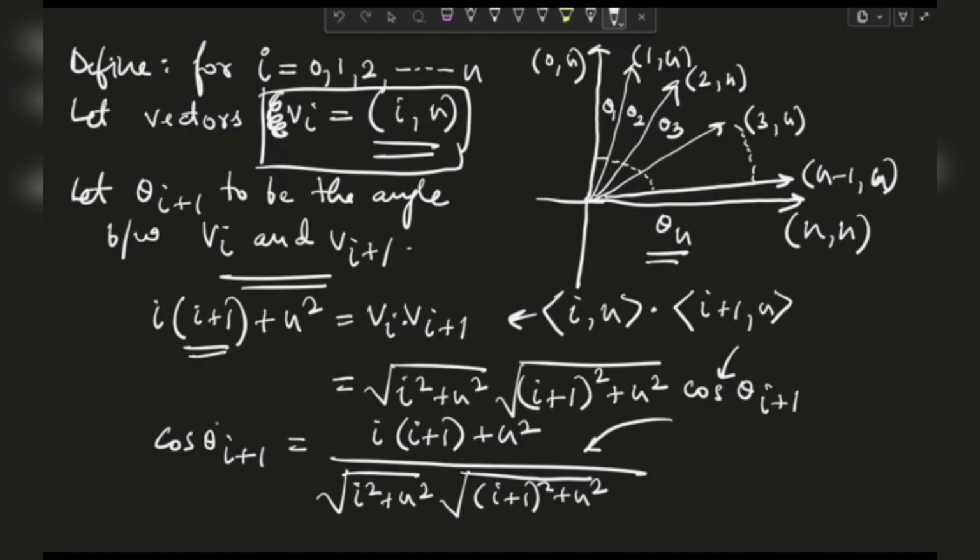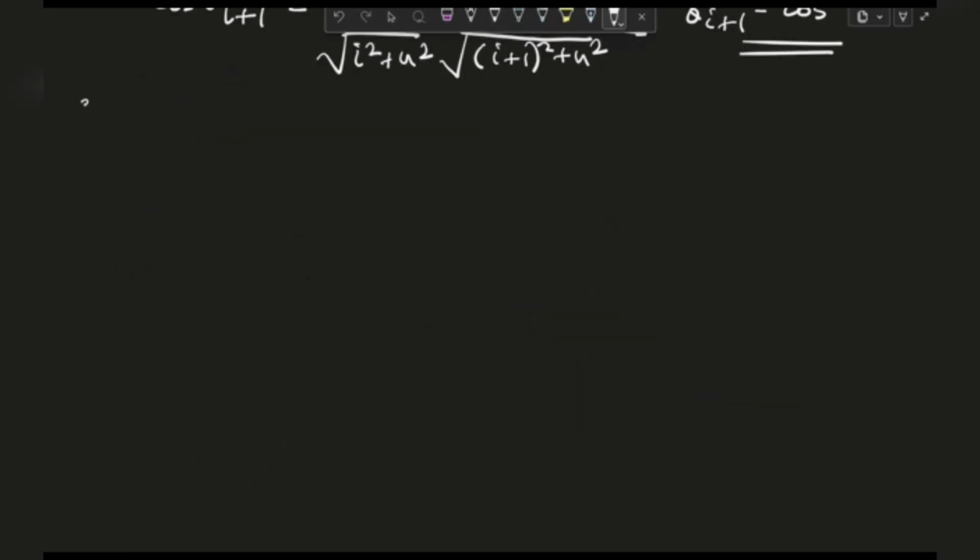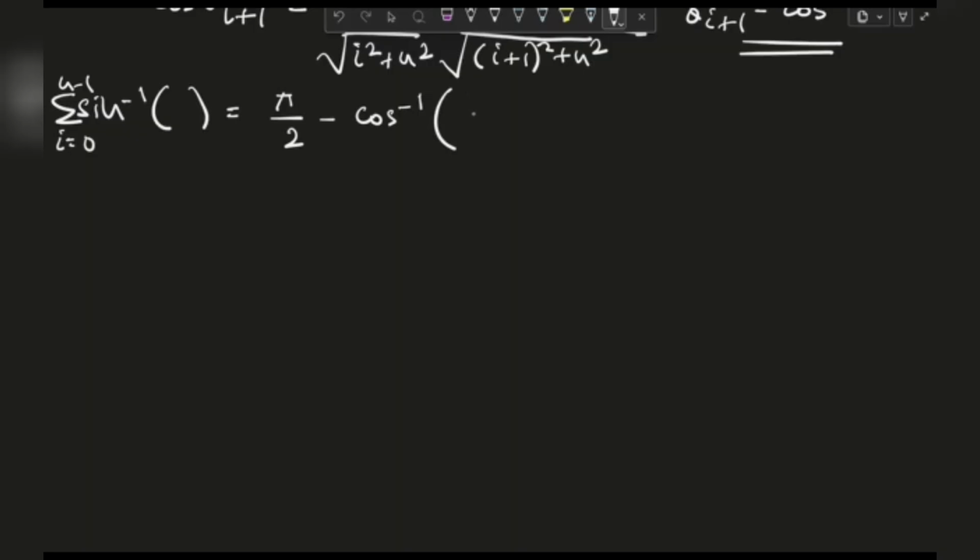Anyways, so now we have this thing ready, and theta i plus 1 will basically become cos inverse of this huge thing. So now we need sine inverse of this huge thing. So basically pi by 2 minus cos inverse. So let's do that. We need the sine inverse, also sigma, from i equal to 0 to n minus 1 of this thing. So it's basically pi by 2 minus cos inverse of this huge thing, and I forgot to write the sigma.